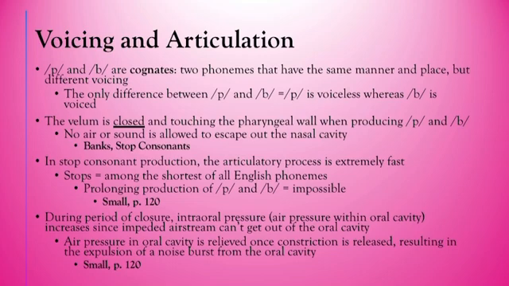In stop consonant production, the articulatory process is extremely fast. In fact, stops are among the shortest of all English phonemes. Prolonging the production of P and B is actually impossible.